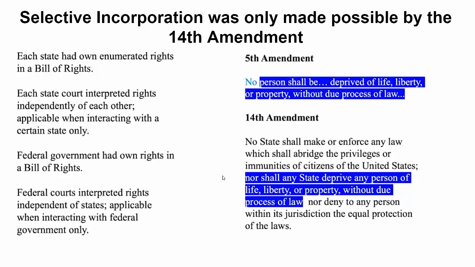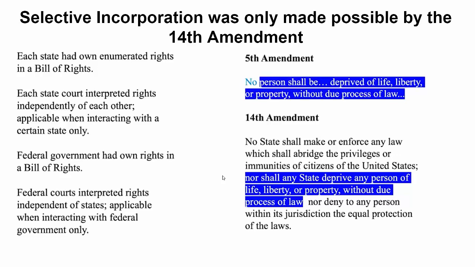In fact, each state had their own Bill of Rights. And that meant that each state's court interpreted those rights. Each state's court, all 50 of them, interpreted their Bill of Rights independently of each other. The federal government had its own Bill of Rights, and they interpreted that Bill of Rights independently of the states. And there really was only conflict if a Bill of Rights in a state and a Bill of Rights nationally came into conflict in some way.